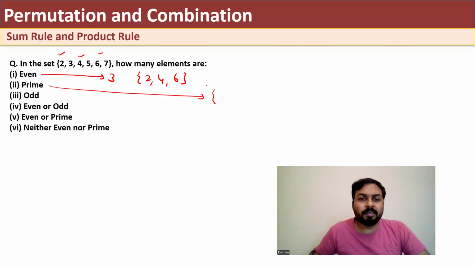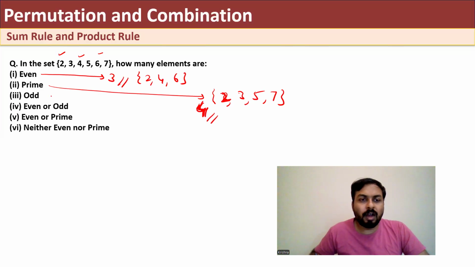How many are prime? How many are prime numbers here? You have 2, you have 3, you have 5. 2 is a prime number, 3 is a prime number, 5 is a prime number, and 7 is a prime number, right? So you have total 4. There are total 4 prime numbers. There are 3 even numbers.